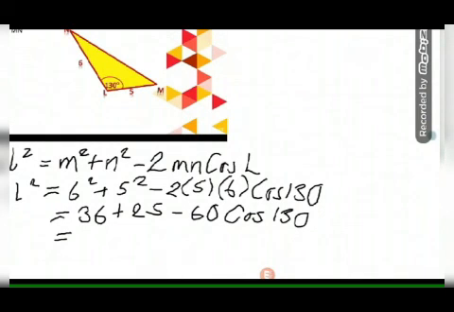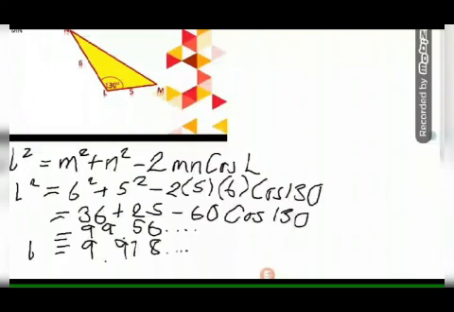When we enter this in our calculators, the value we get is 99.56, and the number goes on and on. When we find the square root of this number so that we get the value of L, it becomes 9.978, and the number goes on and on. What we do next is round off this number, and the answer we get is 10 centimeters.